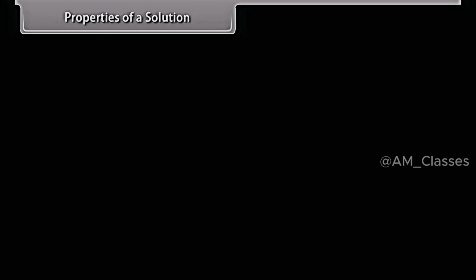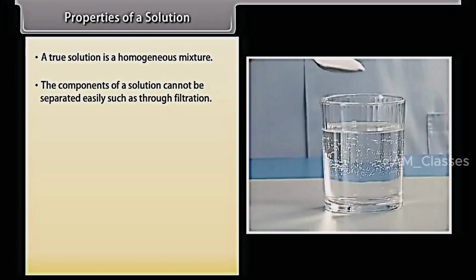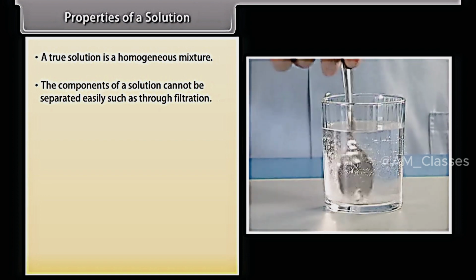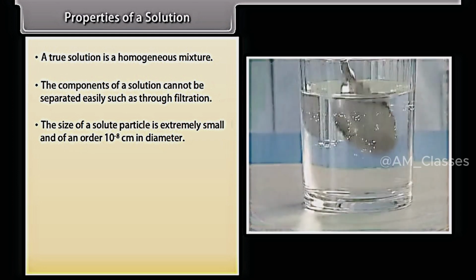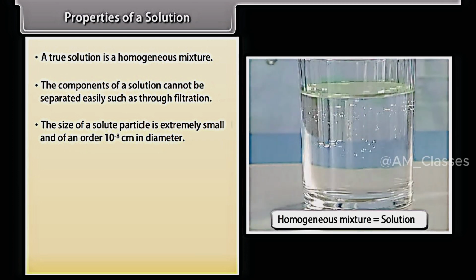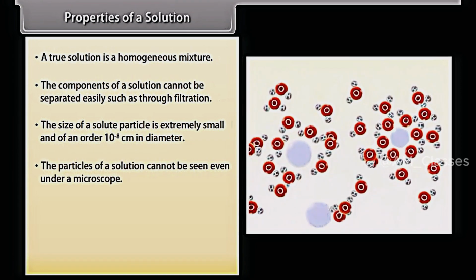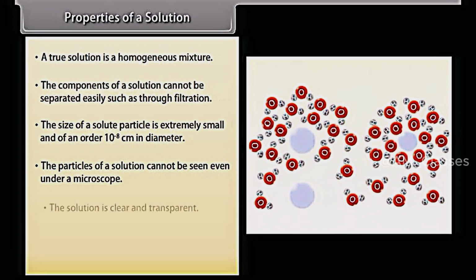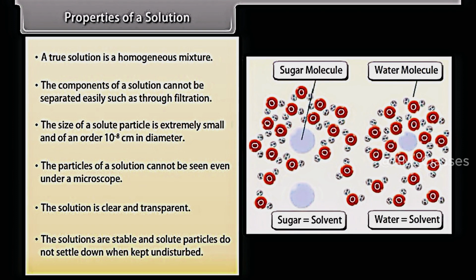Properties of a solution. A true solution is a homogeneous mixture. The components of a solution cannot be separated easily, such as through filtration. The size of a solute particle is extremely small, of the order of 10 raised to the power minus 8 centimeter in diameter. The particles of a solution cannot be seen even under a microscope. The solution is clear and transparent. The solutions are stable and solute particles do not settle down when kept undisturbed.